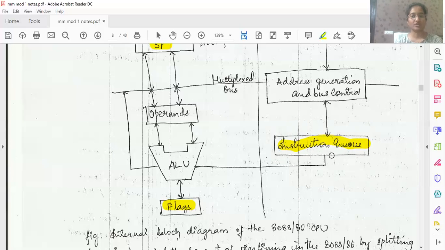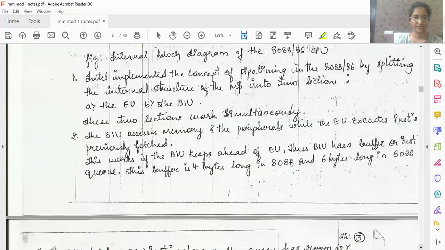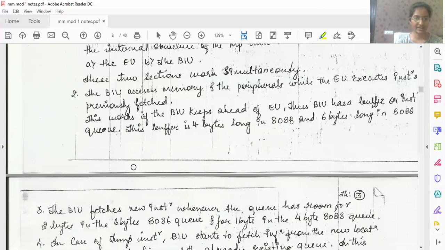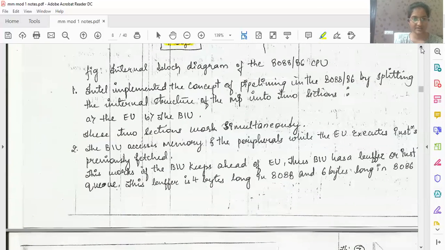Whenever there is room of 2 bytes, in case of 8086, it will immediately fetch the next instruction. And in case of 8088, whenever there is room of 1 byte, it will fetch the next instruction, right? You can see here the same thing that I have explained is written in points. You can also go through it once. We will also be discussing it in the next Zoom class. Intel implemented the concept of pipelining, and the concept of pipelining was implemented by this kind of architecture, right?